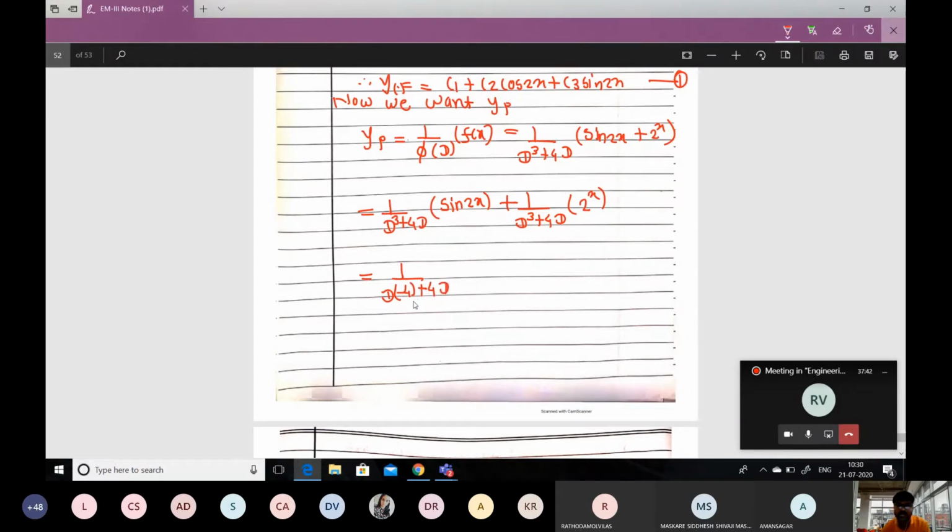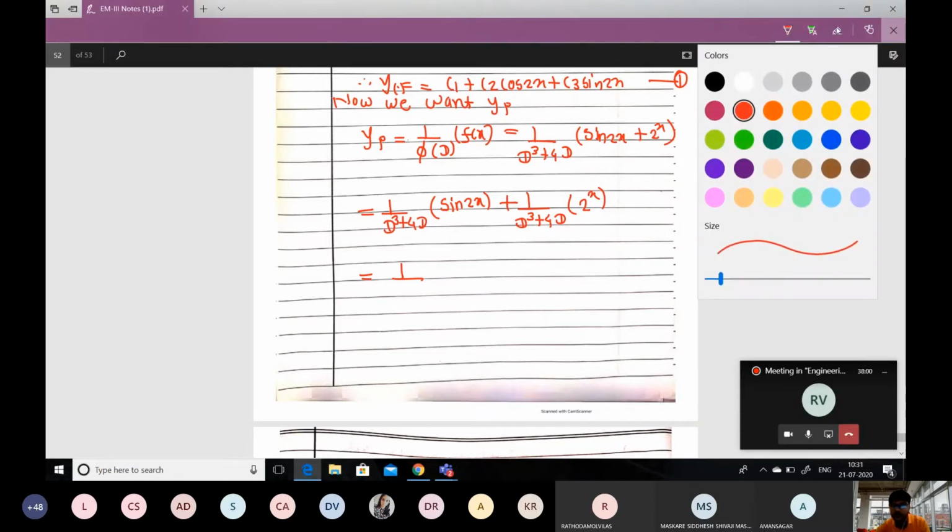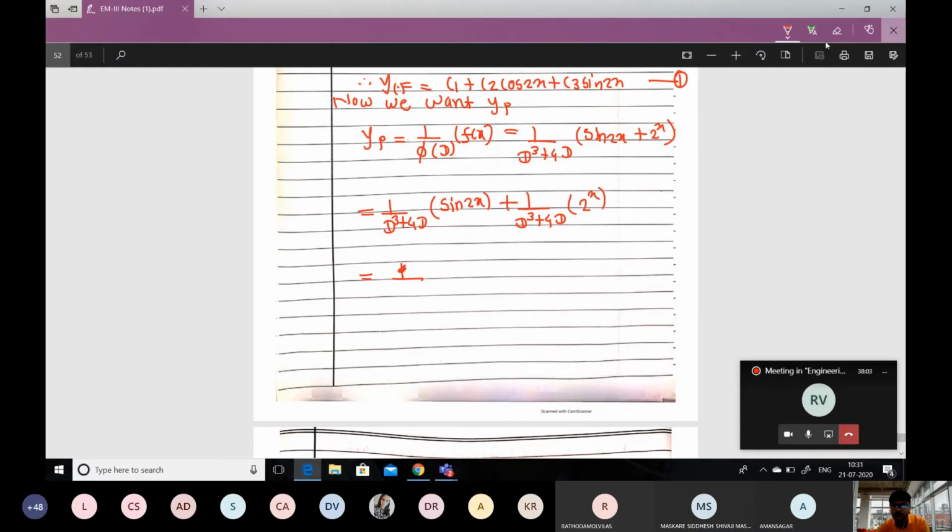Okay. Oh, what are we getting? We are getting 0 at the denominator, because minus 4d plus 4d will give us 0. So we cannot use the formula directly. So what do we need? We need to multiply by x, because we are getting 0 at the denominator. So just multiplying by x and taking the derivative of the denominator term. What is the derivative? It is 3d square plus 4, and the sine 2x as it is.